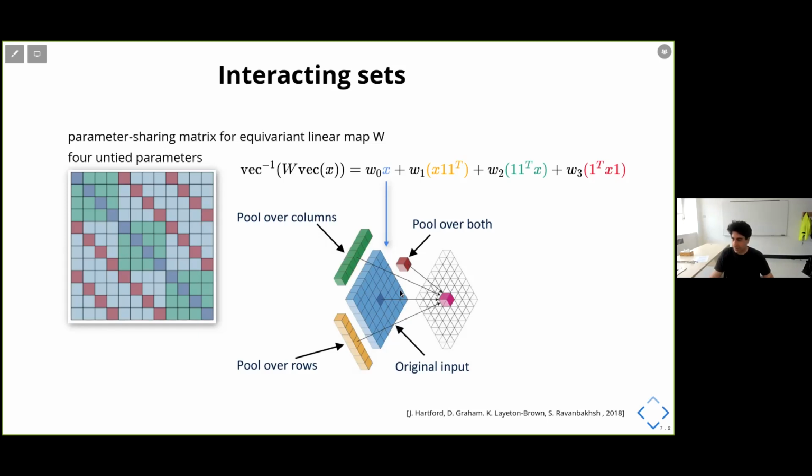So it is similar to the model that we had for sets, except that we have more parameters.